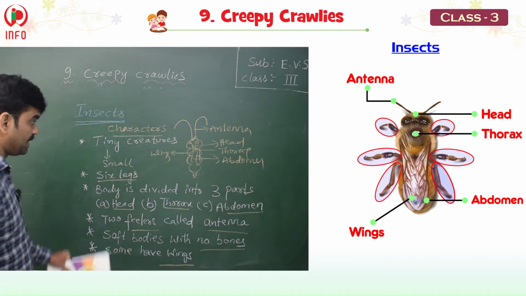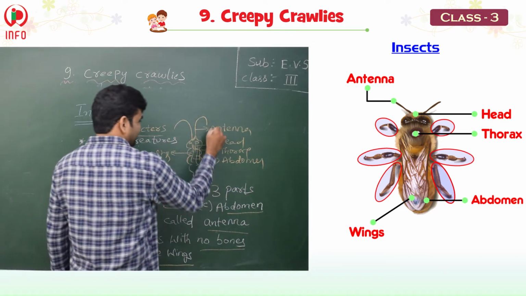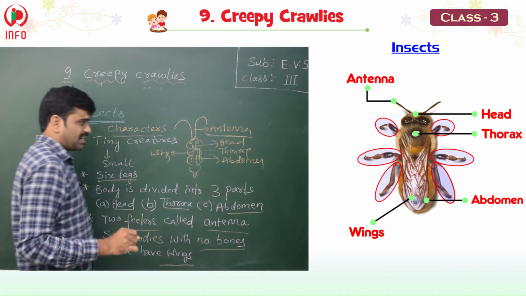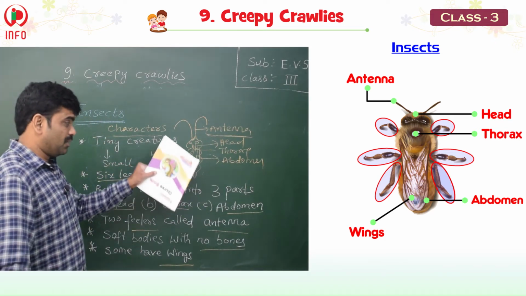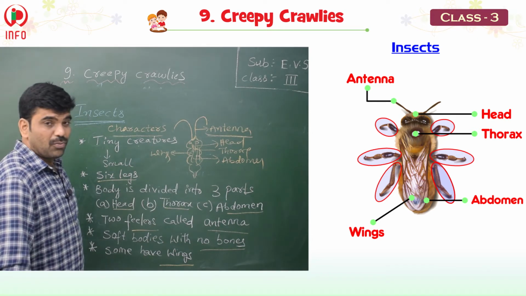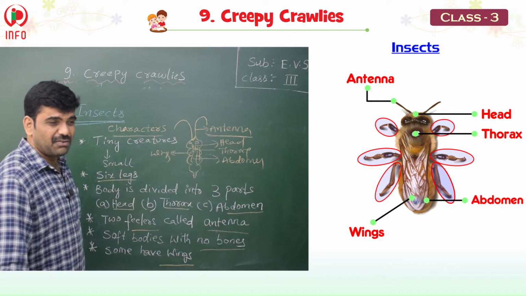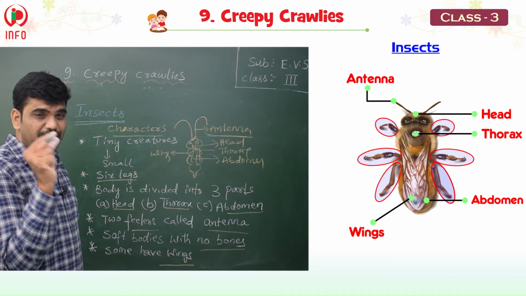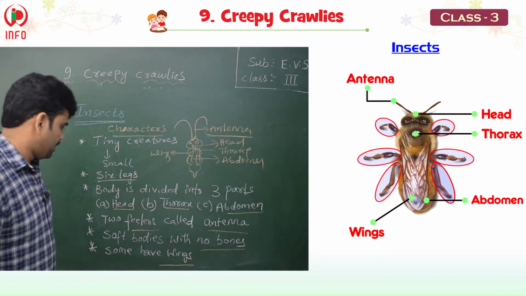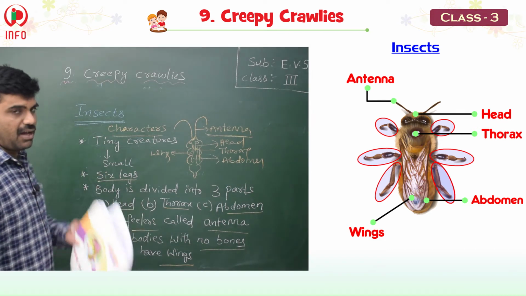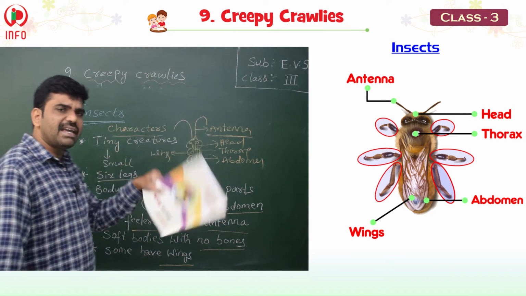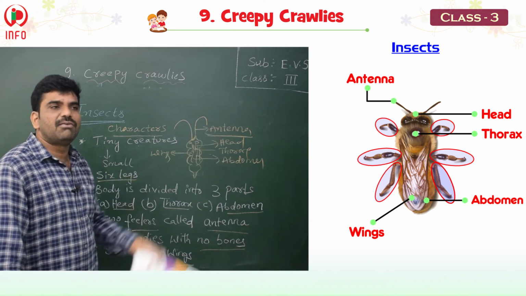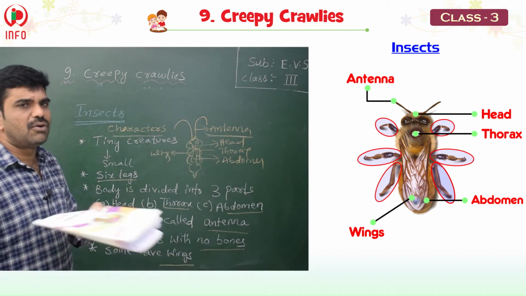So they have 2 feelers, which are called antenna. And are bones present? No, no bones. They are very soft. If you touch any insect, the insect is very soft. And some have wings. Not all insects, only some insects which fly have wings. Those which cannot fly don't have wings.